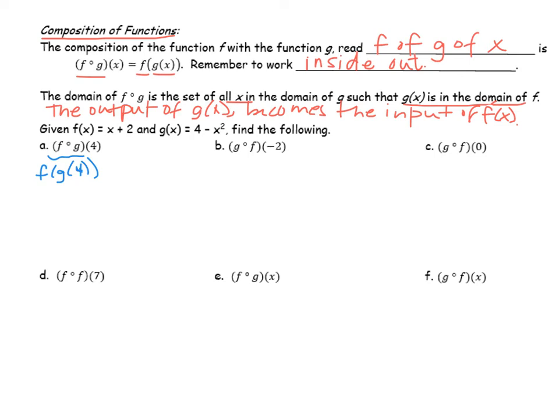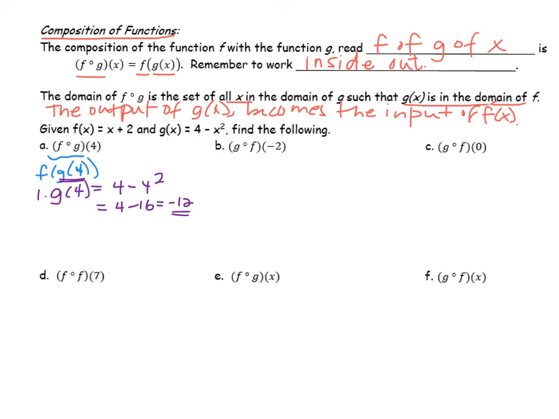To evaluate, you work inside out. What I mean by that is you start with the innermost function, g of 4. Since the number 4 is in the parentheses for g of x, we plug in 4 where we see x and then simplify. So we get 4 minus 4 squared. And 4 minus 16 is negative 12.